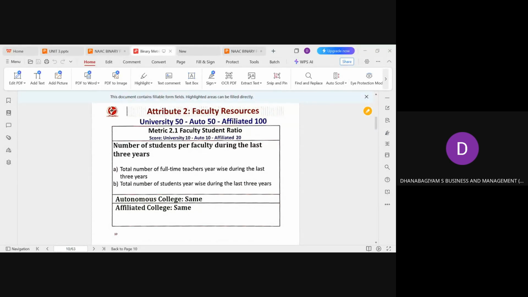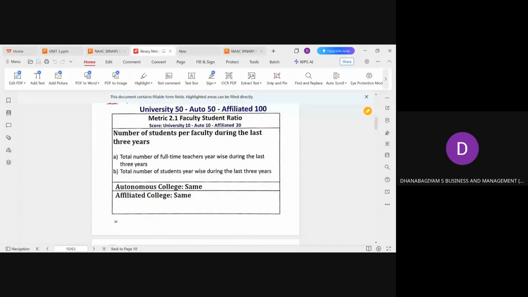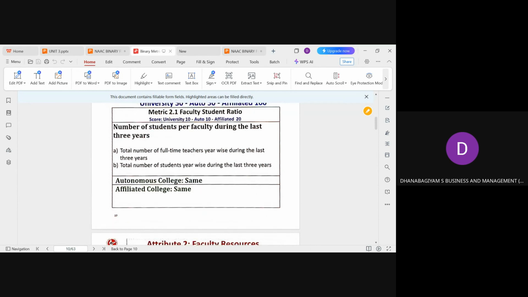So this is not only about HR planning, human resource planning, for the efficiency and effectiveness of the operation. Beyond that, NAAC also has a check on this. It should be a balanced approach. We should go in a balanced way. Basically, we should have more and more full-time teachers. And how many faculties we had in the last 3 years, how many full-time faculties, and what is our student ratio. For this, we have around 10 marks.